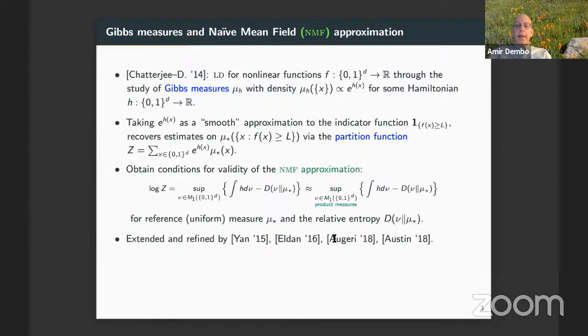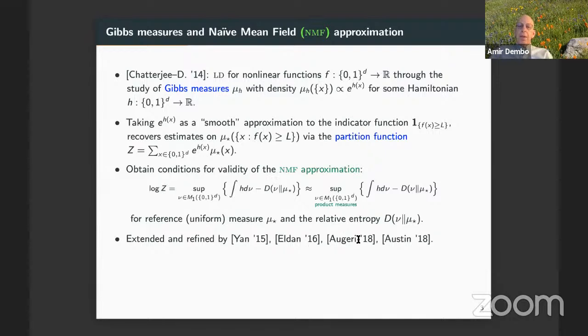This idea of doing naive mean field approximation was extended and refined in at least 4 works by Yan, Eldan, O'Geary, and Austin, doing different things. For example, Yan changed from the Bernoulli vectors to a more general alphabet, including Banach space alphabet. Eldan looked at our condition on the gradients, which were kind of awkward because we need to take the gradient of a function at discrete points, and we didn't do it in the most appropriate way. And Eldan used ideas from Gaussian processes and stochastic analysis to write much better conditions on the gradient and thus increase the domain of validity of the naive mean field approximation.